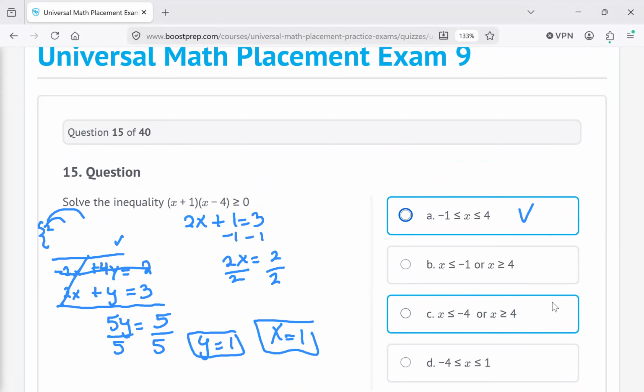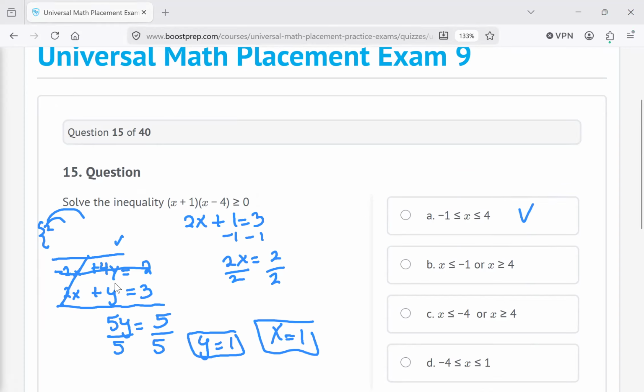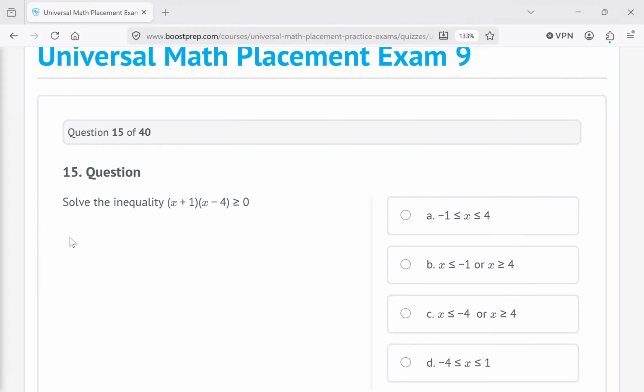Okay, this one. So 15 says solve the inequality. What you want to do is, it's almost done for you. This is called the test point method, and it's not as bad as it looks. It's already almost done for you. So the first thing is you've got to make sure the right side is 0. If it isn't, then you've got to move things around. And in this case, it is 0.